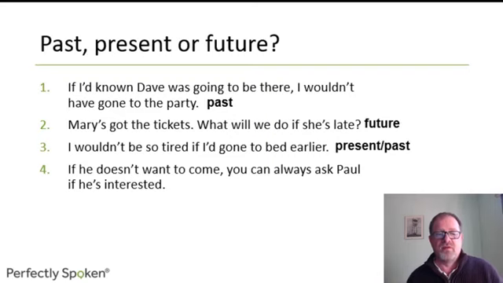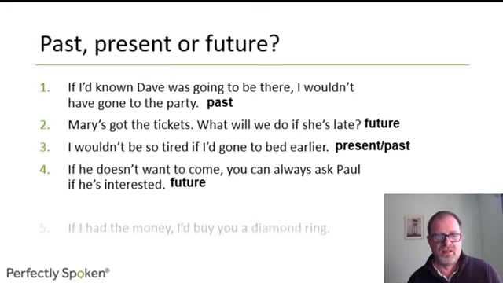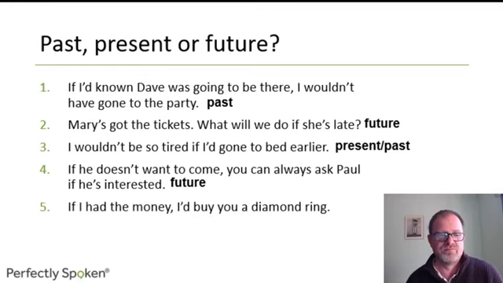Four, if he doesn't want to come, you can always ask Paul if he's interested. Well, if he doesn't want to come is now, and you can always ask Paul if he's interested is future. And that's also an example of the first conditional.